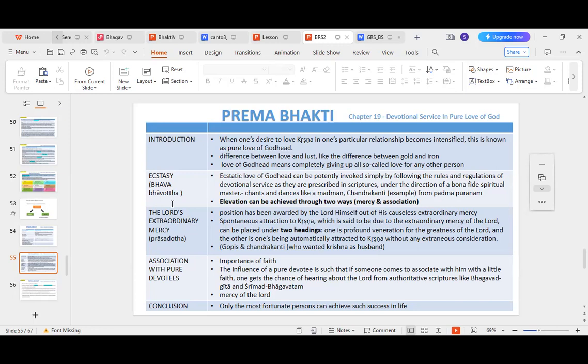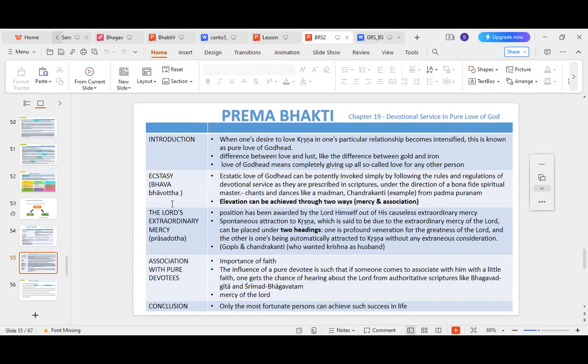So one is through profound veneration of the greatness. When you do sadhana bhakti, then you get to understand the greatness of Krishna, and then you get that bhava. The other one is directly, like how we saw about this particular devotee. Automatically you'll get attracted. So either way it is fine. Both are absolutely fine. But all we have to do is just pray, and we get some gift.